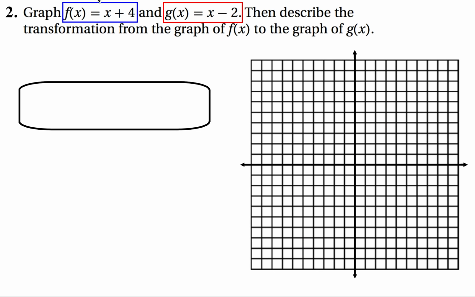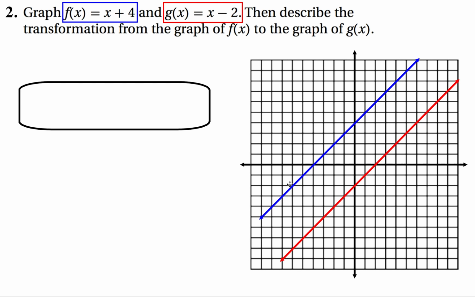Here's another one. f(x) is x plus 4 and g(x) is x minus 2. Same direction, so we're going to graph those first. So f(x) equals x plus 4, we start with a y-intercept of 4, and it has a slope of 1, up 1, right 1. g(x) has a y-intercept of negative 2 and a slope of 1. So we can see these are parallel lines, different y-intercepts.